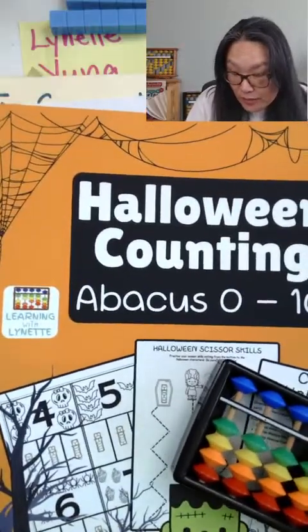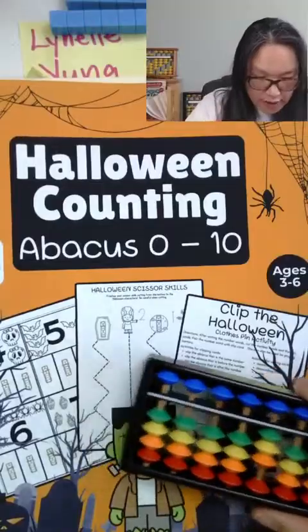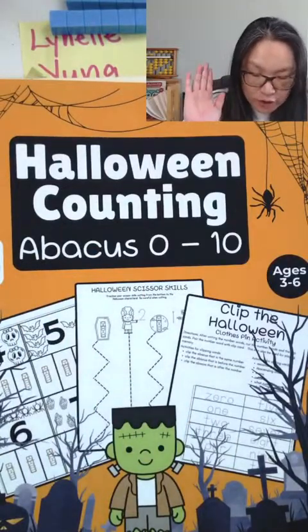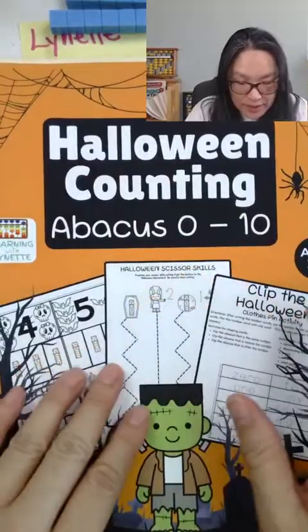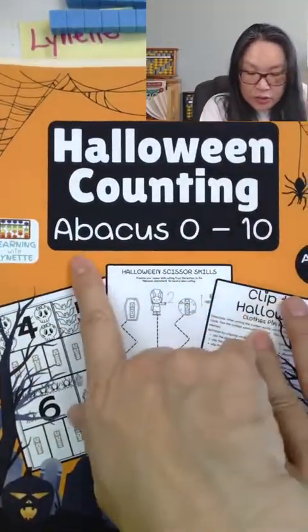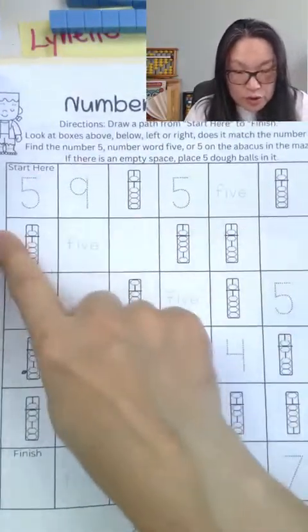I am planning to make an introduction to abacus without the theme, but since your child is 5 and you only want them to learn how to read the abacus, I have the Halloween one. It only goes from 0 to 10, and this is straight talking about how to read the abacus and do bead recognition.